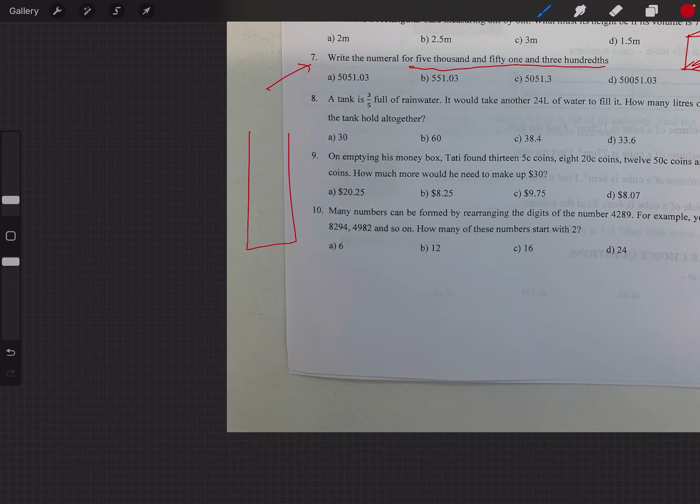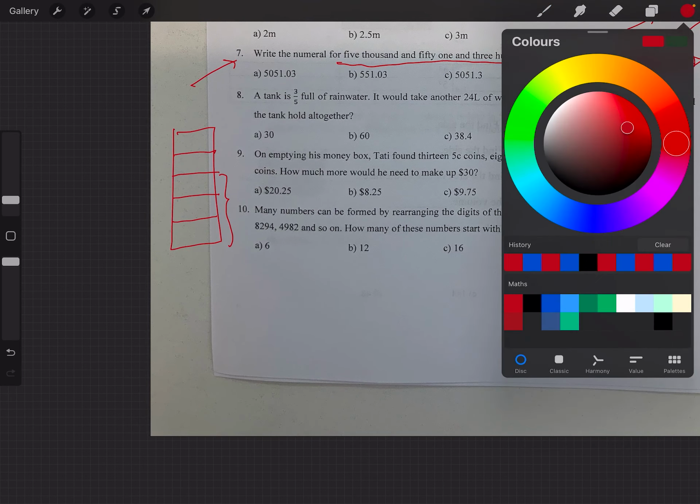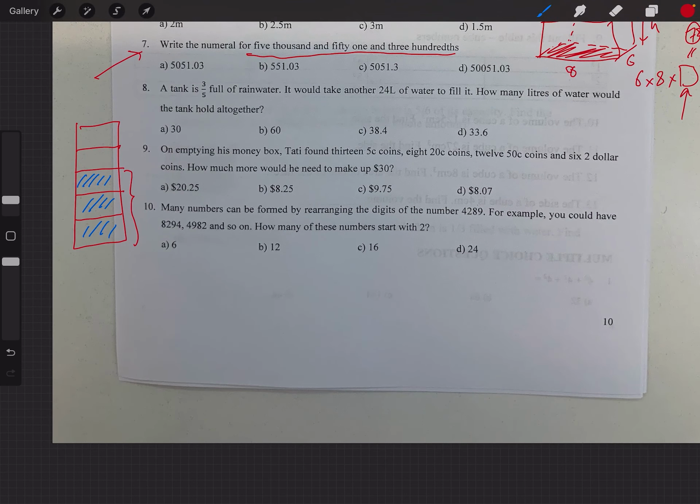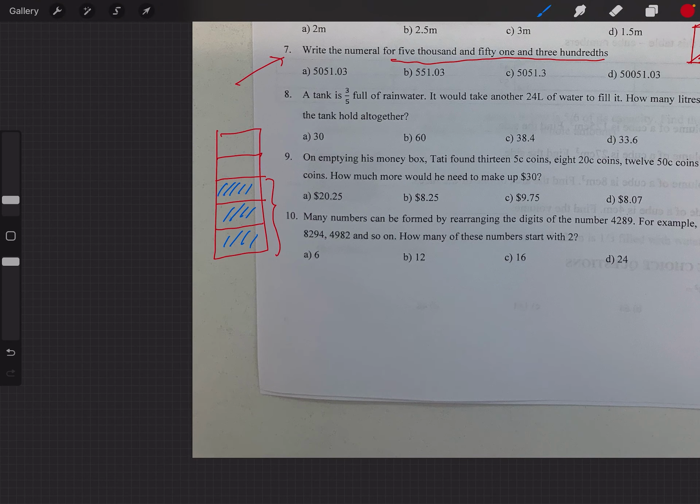So imagine you've got a tank that is divided into 5 pieces, and 3/5 is full. So here we got 3/5 full. Okay, so I'm just gonna color that in. Now we're gonna add another 24 liters to it. It will take another 24 liters to fill it. So if you want to fill this tank, you have to add another 24 liters. So this is 24 liters. So if you want to fill it up, which is only 2 more pieces, you have to add 24 liters. So that means these 2 pieces represent 24 liters.